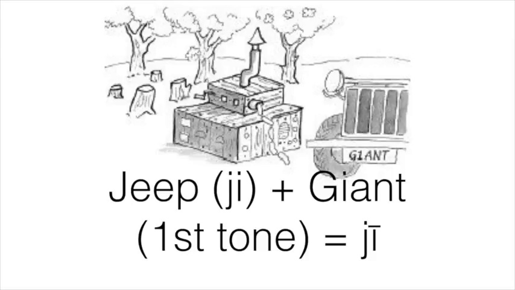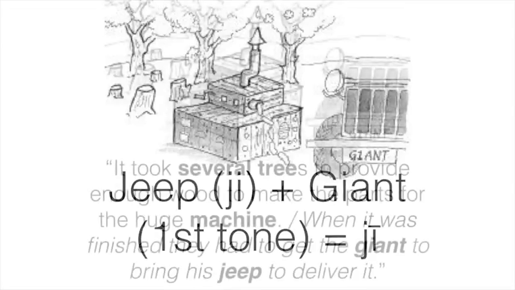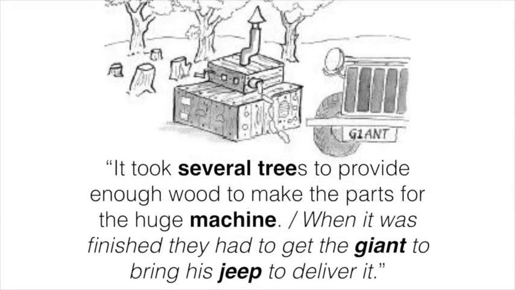So let's go ahead and put this into our story now, that every one of the words that you study can have a story with it. And so here's what it says. It says it took several trees to provide enough wood to make the parts for the huge machine. When it was finished, they had to get the giant to bring his Jeep to deliver it. Now, in all of these sentences, you don't need to labor to memorize the story word for word. What you need to make sure is that when you visualize the picture, you can pick out the keywords that are necessary for each of the parts.